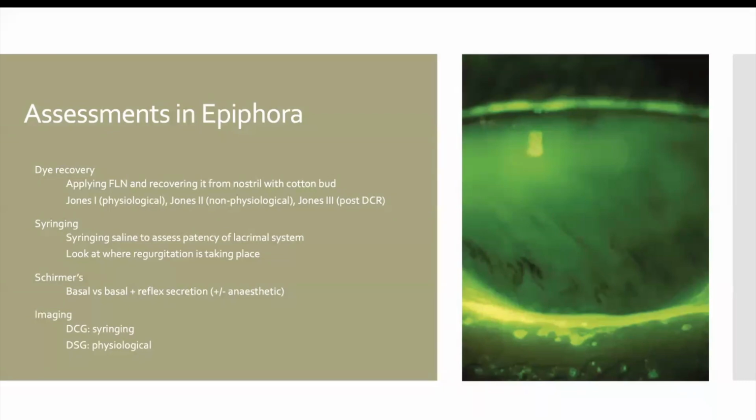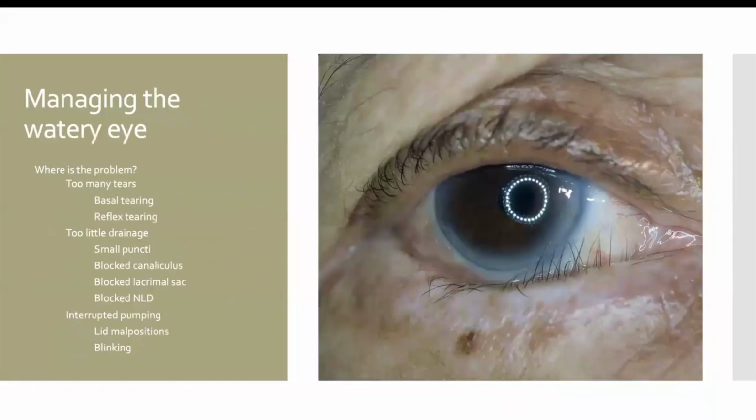But DSGs are really helpful. So the scintigraphies are really helpful if you're concerned that there might be a functional component to the patient's nasolacrimal duct obstruction.